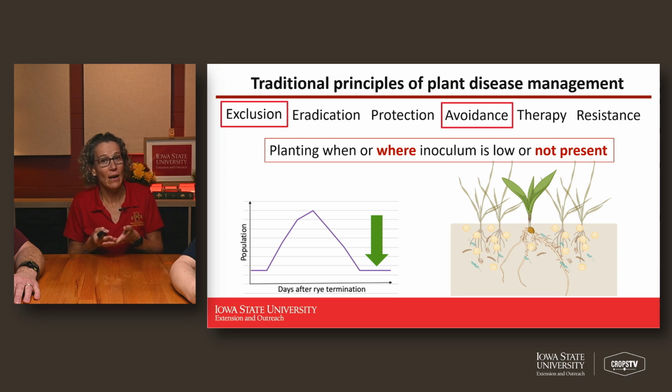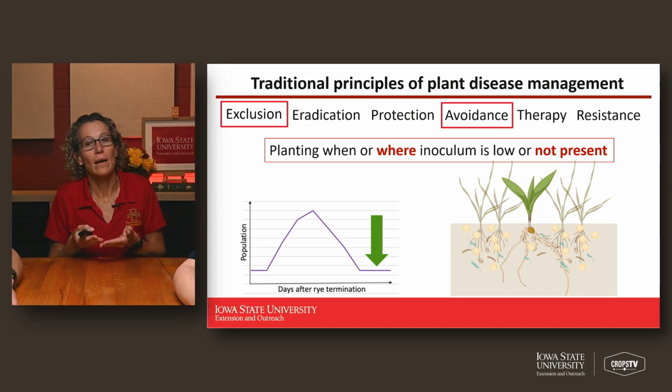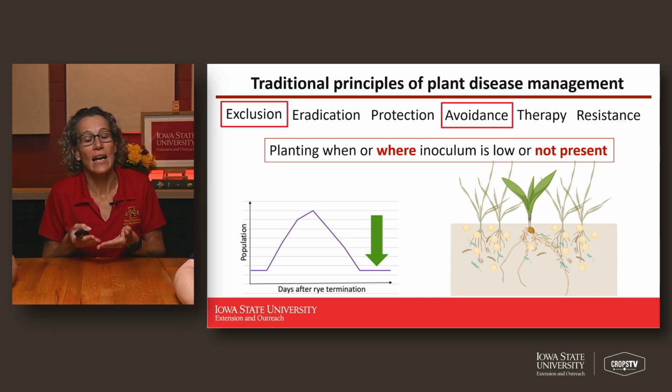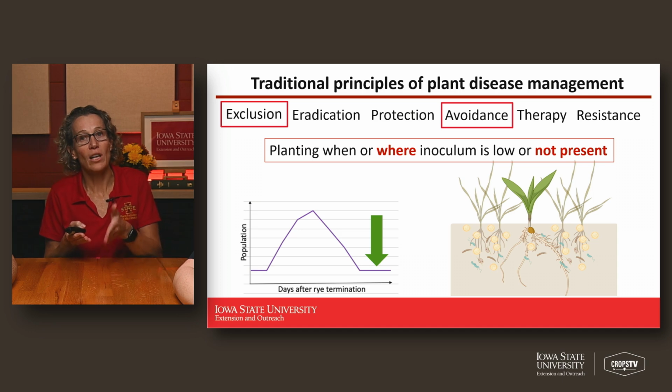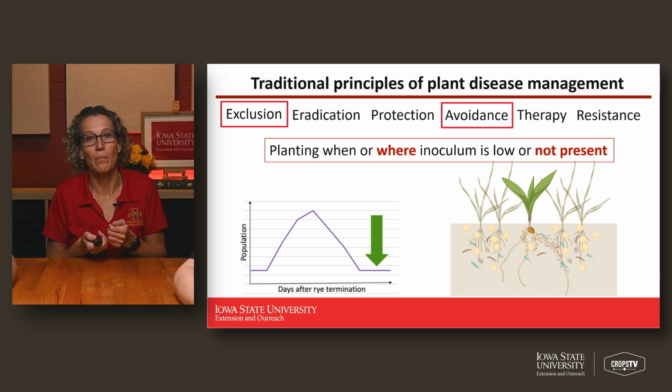The other thing that we could do is plant where the inoculum is low or not present. So this is something like leaving a skip row, right? When you drill that cereal rye and then plant that corn in that skip row, it's going to be further away from that cereal rye. And so in theory, there should be less pathogens there.